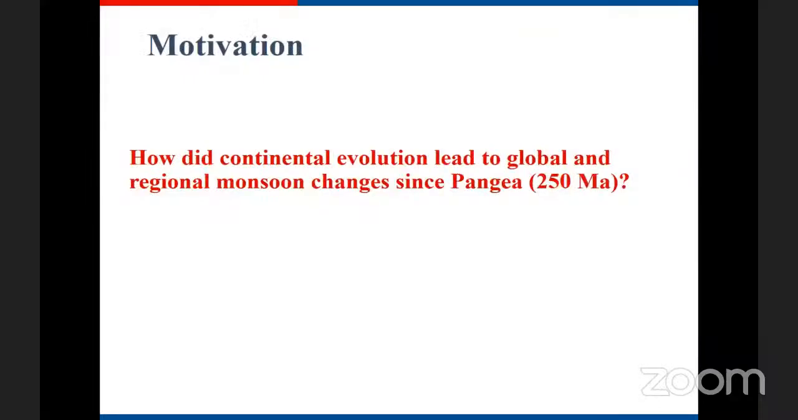Specifically, we would like to know for the past 250 million years, the plate tectonics already changed a lot. Then how the monsoon, regional monsoon and the global monsoon changed together with the tectonics evolution. That's our key motivation.